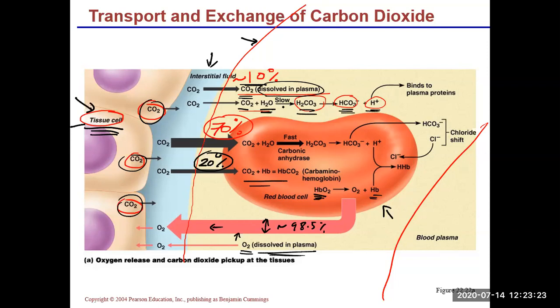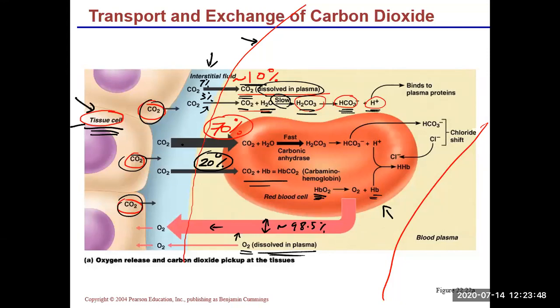But this process is slow. Why is it slow? Because we don't have that many enzymes in here to carry out this reaction fast. So if this is maybe 7%, this would be 3%. Again, the size of this arrow is telling you the proportions. Now that we used up about 10%, we have 90% of the carbon dioxide available.